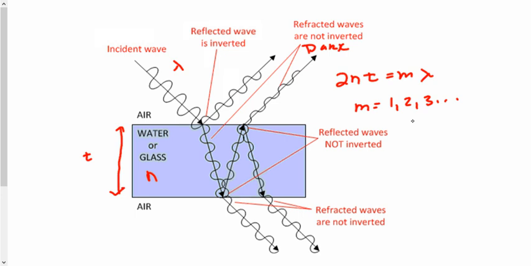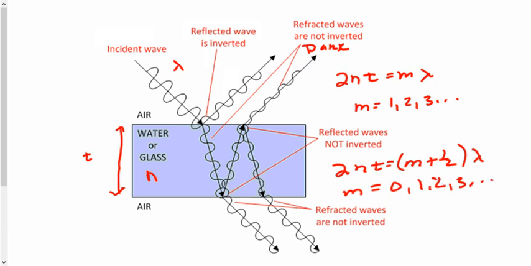Now, of course, we can also use the equation 2nt equals (m plus 1/2) lambda, and in this case m could equal 0, 1, 2, 3, etc. This one could produce darks or brights depending on the situation. Is the wave reflected 180 degrees out of phase, or is it not? So it's all going to depend on what happens. And we'll do some examples to help you understand.